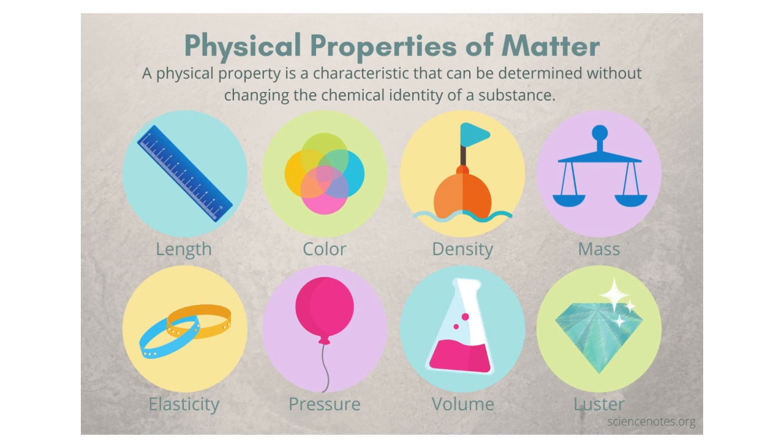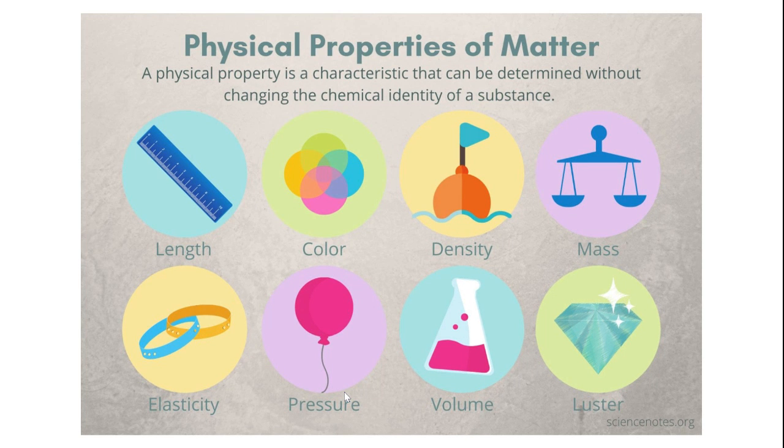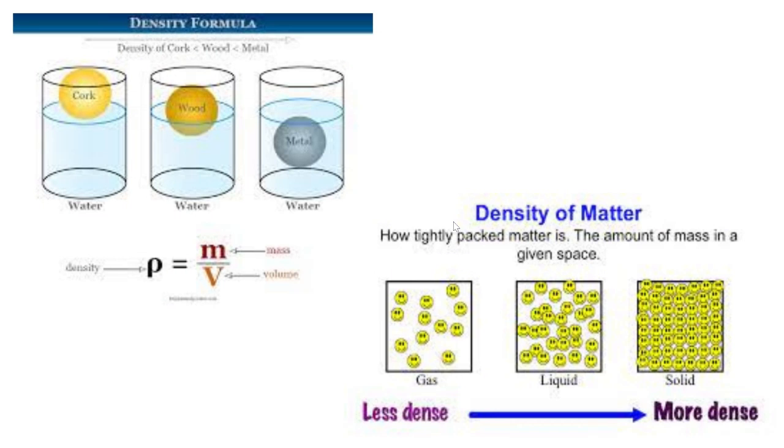Physical properties, there you go. Some of them are super easy. Length, color, density, mass, the luster. This has to do with identifying minerals. Elasticity, the pressure, the volume. These are easy to see, easy to measure. Density, I'm going to come back to that.